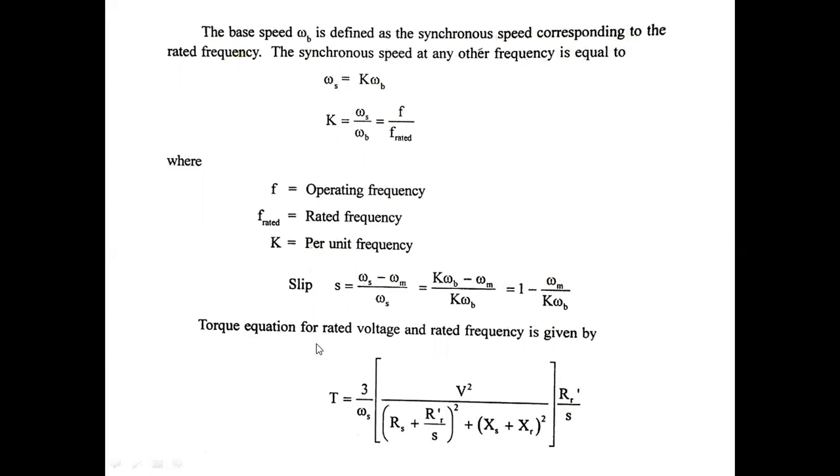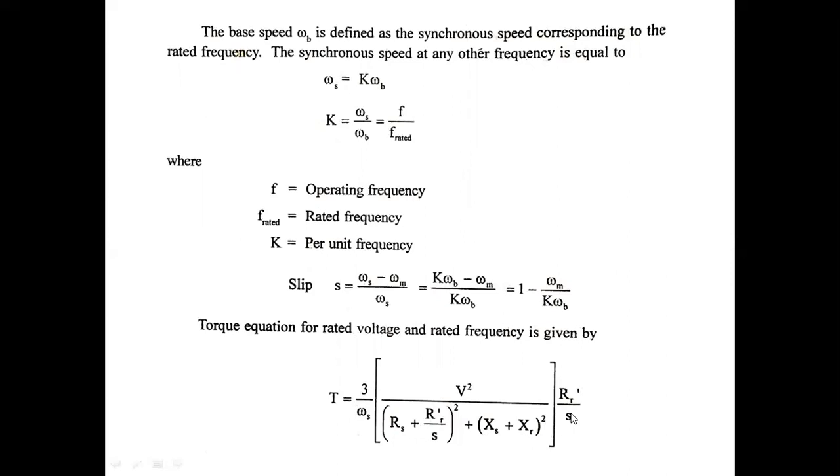Now, let us write this in the torque equation. Before that, just write the general torque equation for rated voltage and rated frequency. Keep in mind, rated voltage, rated frequency; I'm not applying variable frequency here. For rated voltage and rated frequency, the general torque equation is T equals 3 by omega s times V squared divided by (Rs plus Rr dash by S) whole squared plus (Xs plus Xr dash) whole squared, into Rr dash by S.